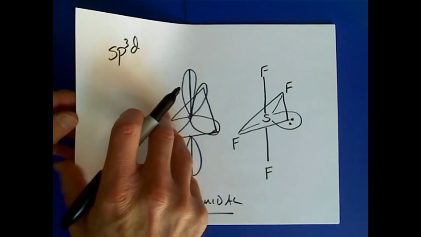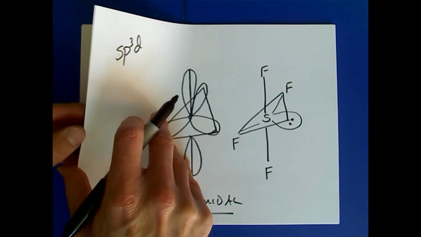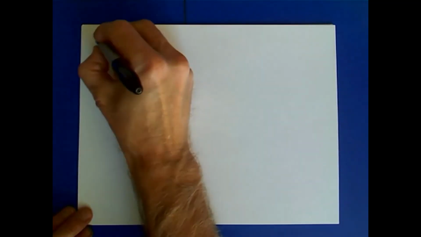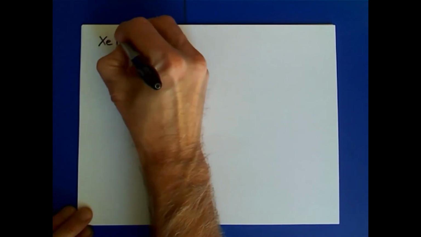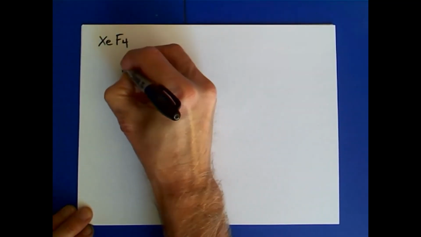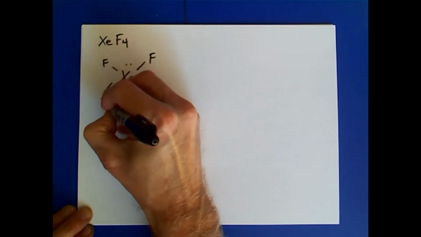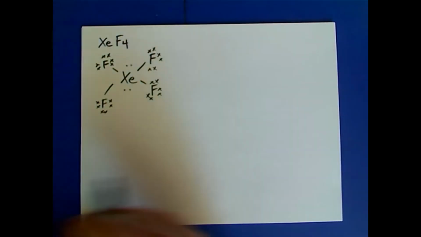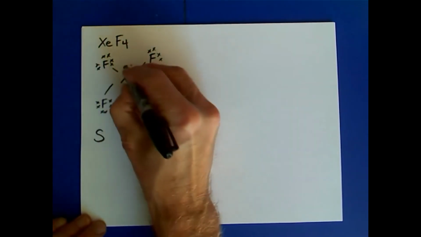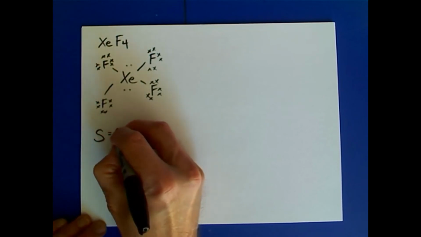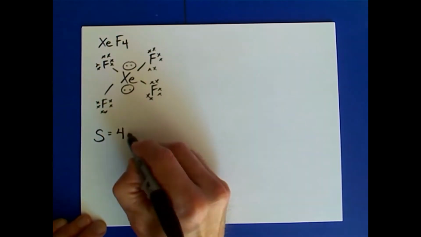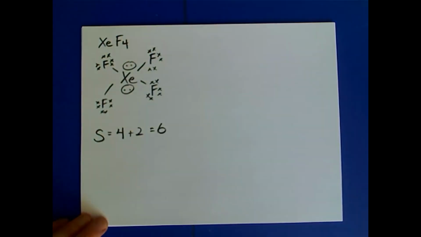Finally, we're going to look at the case where S equals 6, the steric number is 6. And so that'd be a molecule like xenon tetrafluoride, the Lewis structure of which would look like this. And if we were going to calculate the steric number for this xenon, we'd say, well, there's going to be 4 atoms attached, a fluorine, a fluorine, a fluorine, a fluorine, and there's 2 lone pairs. So that's going to be a steric number of 6.